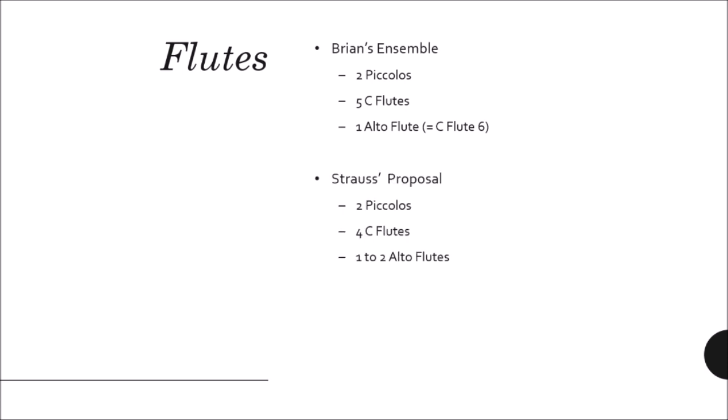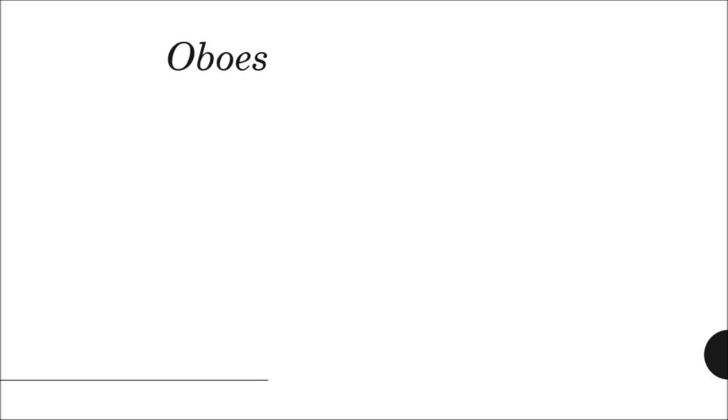Strauss's proposal is nearly identical to that. 2 piccolos, 4 C flutes, and 1 to 2 alto flutes. The only difference is Brian moves one of the alto flutes to C flute, and otherwise the two groups are the same. Oboes. Here again, we'll see some very similar ideas between Brian and Strauss.